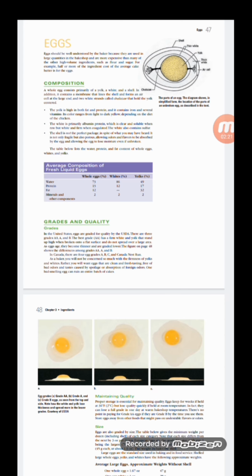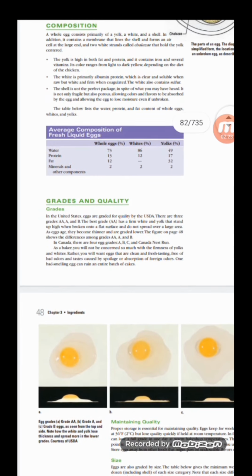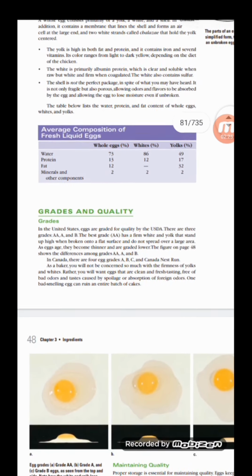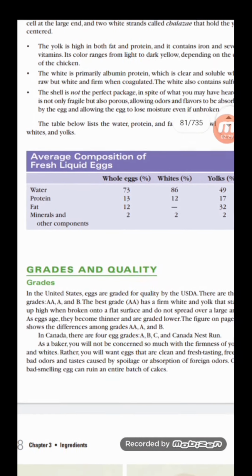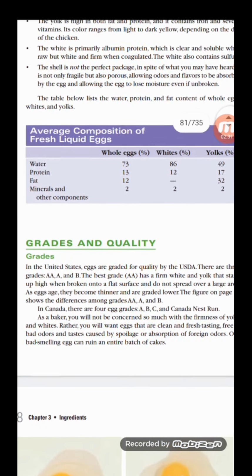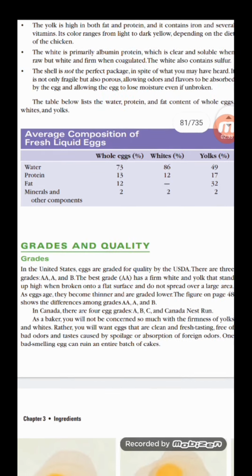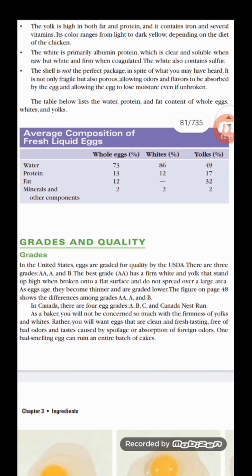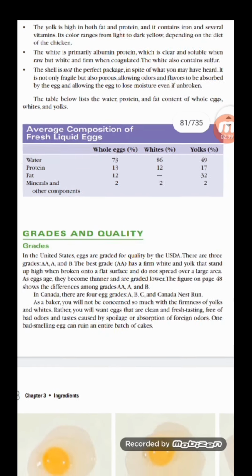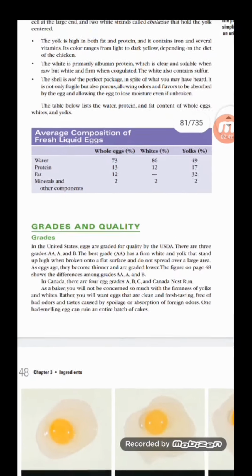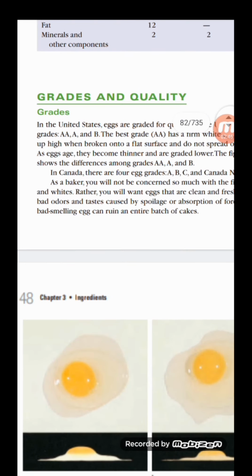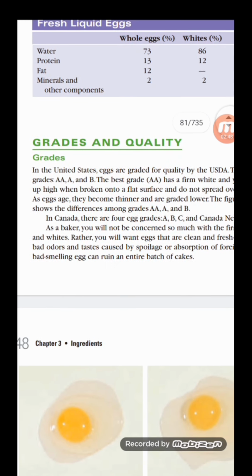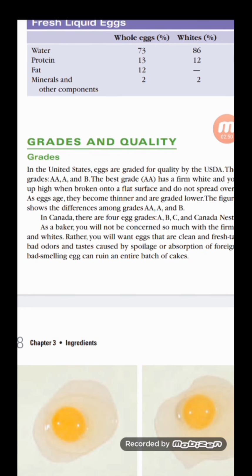Now the eggs are made of water, protein and fat. As you can see here, you have the composition of the whole egg. You can see there is about 73% of water, 13% of protein and 12% of fat. That's what the whole composition of egg is. Talking about grades, we will stay with the US grades. The US grades, you have AA, A and B.